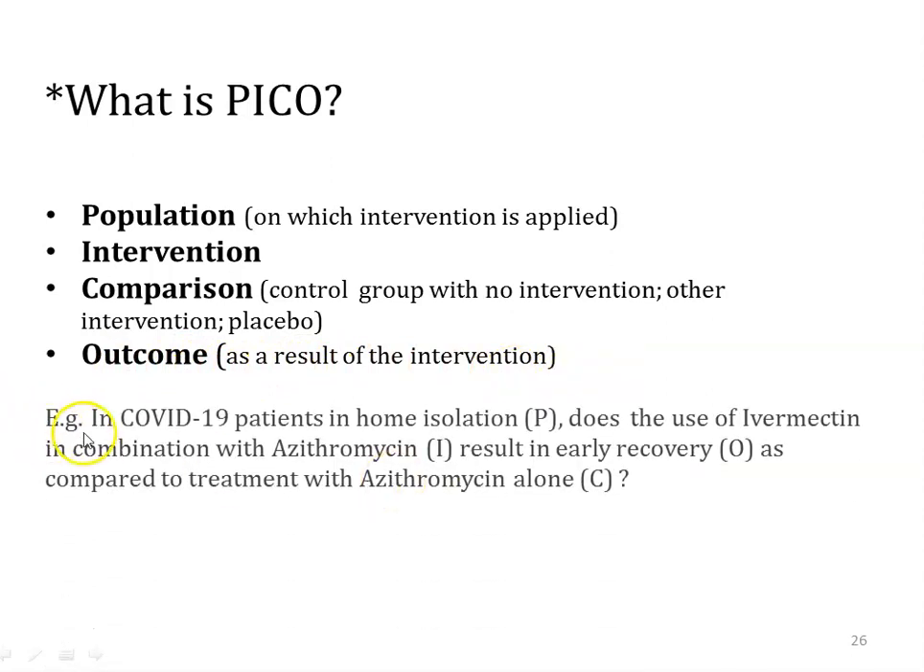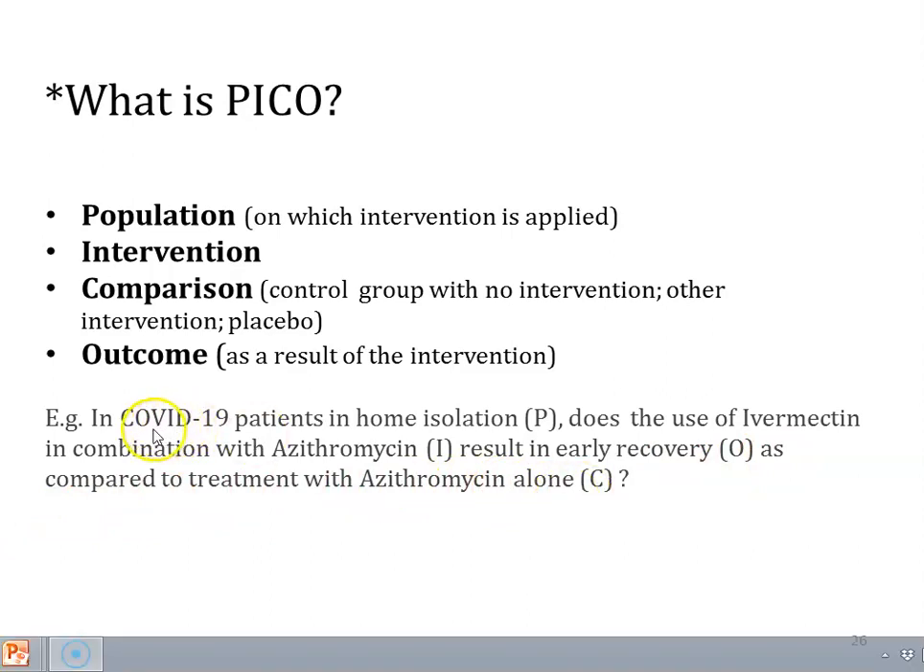For example, in COVID-19 patients in home isolation, does the use of ivermectin in combination with azithromycin result in early recovery as compared to treatment with azithromycin alone? Here our population is COVID-19 patients in home isolation. The intervention we are going to study is azithromycin combined with ivermectin, and the comparison group is being given only azithromycin, and the outcome is early recovery. So here we are using PICO criteria for an interventional study.